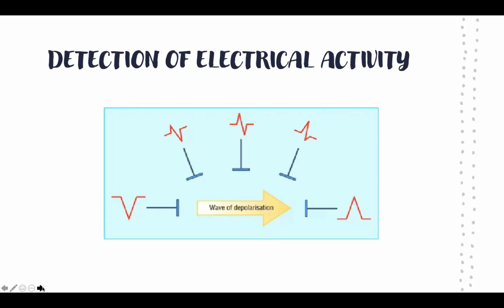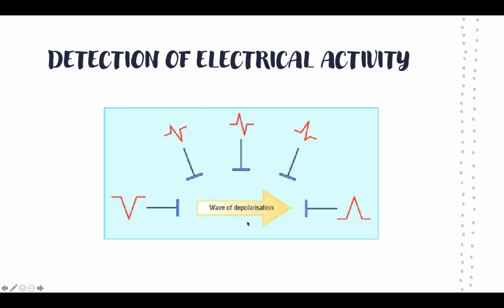So our ECG monitors are used to detect electrical waves, but depending on the direction of the wave, it registers a positive or negative value. As we can see, when a wave is heading towards a lead or a monitor, it registers a positive signal. When it's moving away from this monitor, it has a negative value.